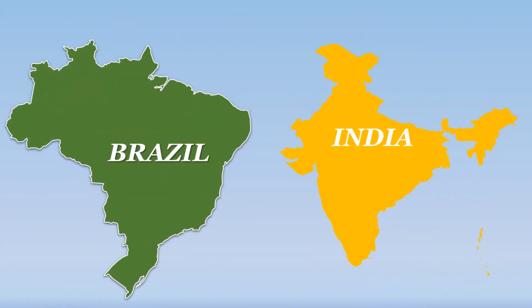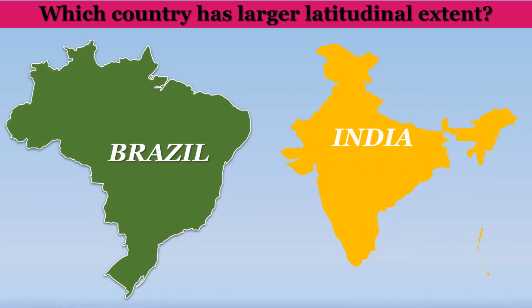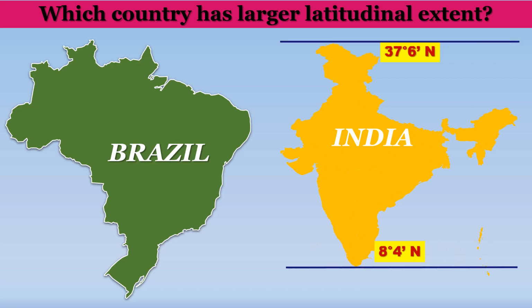Second question on page number 12. Which country has larger latitudinal extent? The latitudinal extent of India is from 8 degrees 4 minutes north to 37 degrees 6 minutes north. That means India lies in the northern hemisphere. That means it lies above the equator. So to get the latitudinal extent of mainland India, we will have to minus 8 from 37, which gives us 29. Therefore, the latitudinal extent of mainland India is 29.